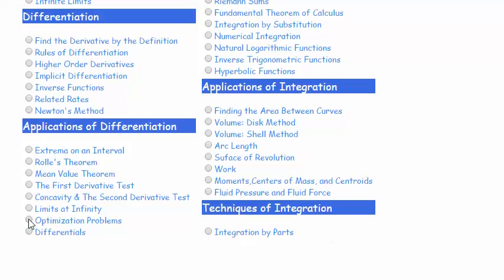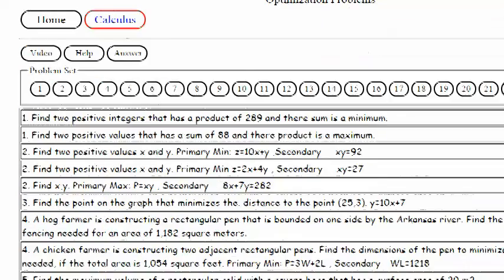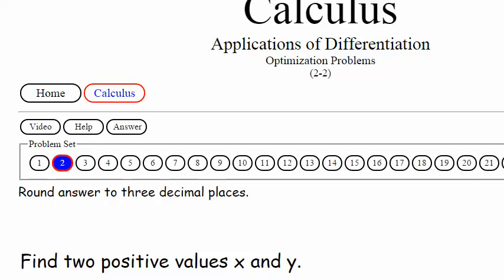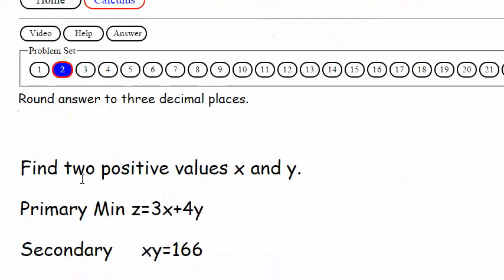Let's go down here to the optimization problems. We're going to be looking at 2-2 there. Alright, so we got this set up here. Find two positive values, x and y. Round your answer to 3 decimal places. Alright, so another minimum problem it shows. Let's go ahead and write that down. Alright, I got that. If you hadn't written it down yet, I'll write it up here.